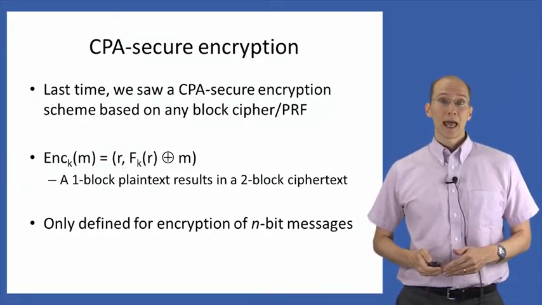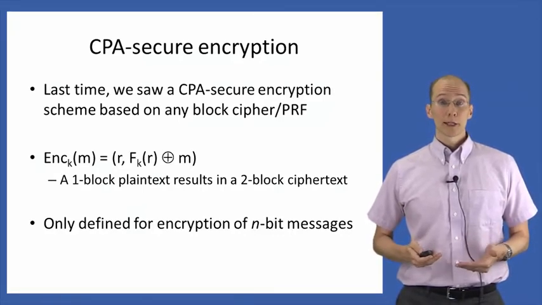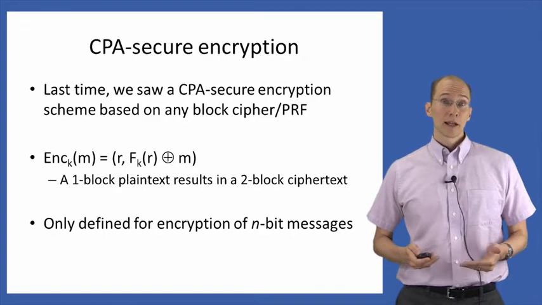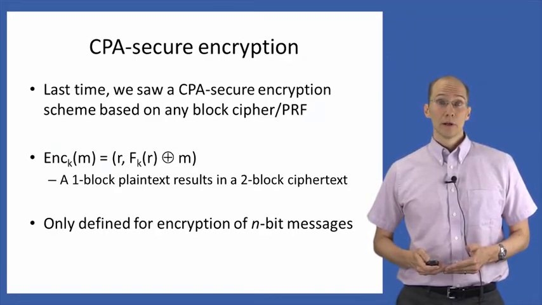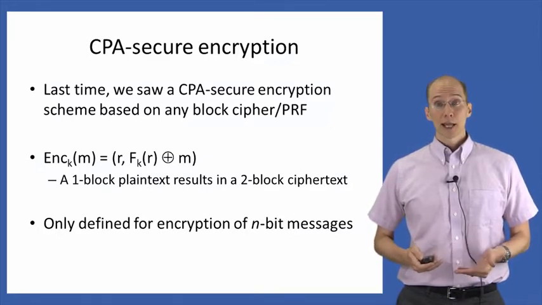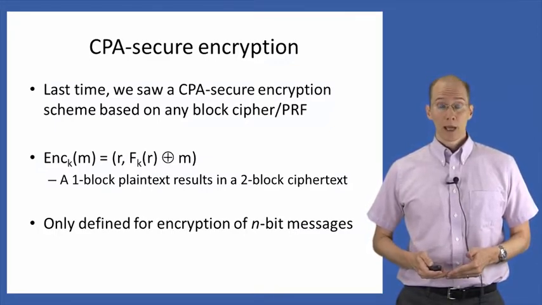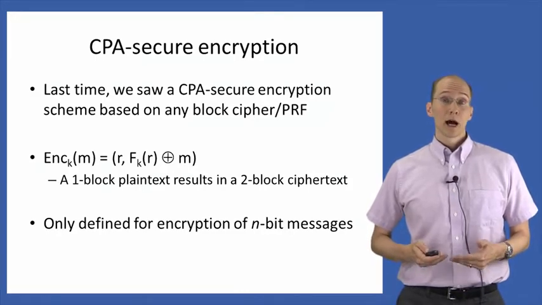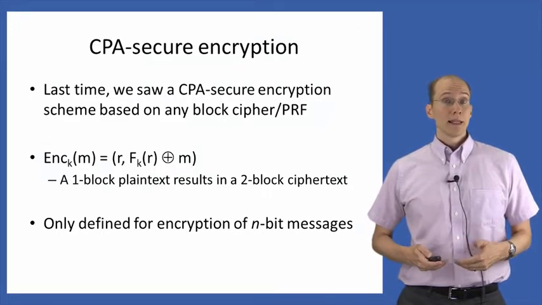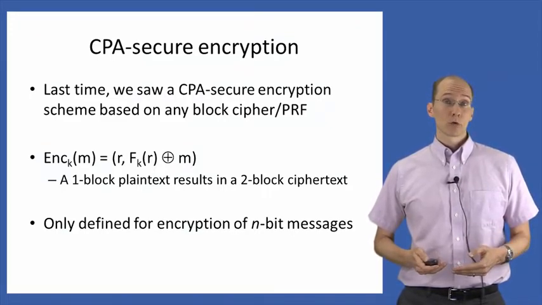And note here that M is a one-block plaintext, where the block here refers to the block length of the pseudorandom function F, and this results in a two-block ciphertext. That is, if we let the block length of F be n bits, then the message M is an n-bit string, and the ciphertext is a 2n-bit string. And in fact, as we defined it, encryption was only defined for n-bit messages. Now, in general, we'd like to have a scheme that can support encryption of messages of arbitrary length, not just n-bit messages.